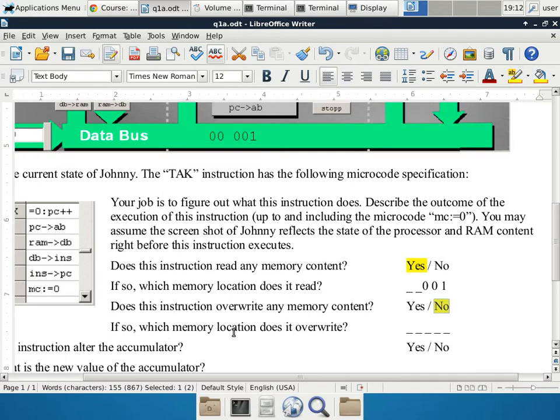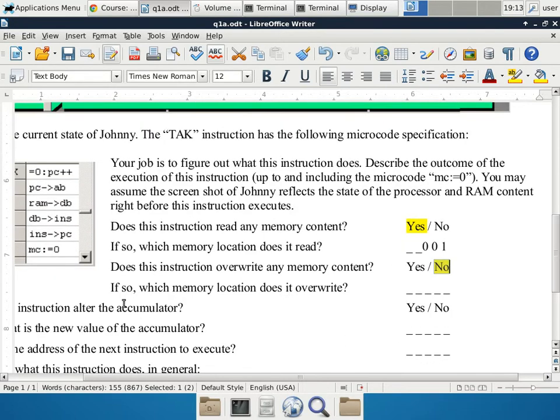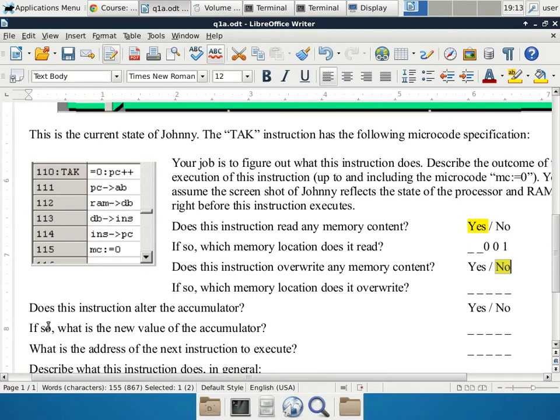And since it's no, it does not apply. The next question does not apply because it says, if so, which memory location does it overwrite? And then over here, it asks, does this instruction alter the accumulator, the TAC instruction? Nope. The only thing it does to the accumulator is to check whether it is 0 or not, but it doesn't do anything to change the value of the accumulator. So the next question here is irrelevant. Most people just leave it blank, which is fine. You can also use NA, not applicable. That's also okay.